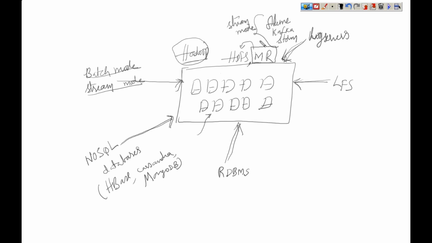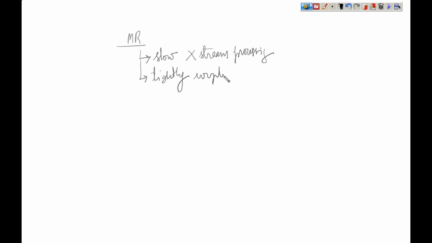Okay. Next, let me show you the problems with MapReduce. MapReduce is slow. Actually, it is slow. It is not recommended for stream processing, that is, live processing of data. And the second problem is that it is tightly coupled with HDFS. That is, the data must be in HDFS, then only MapReduce can process it. Okay, but these limitations we can overcome with Spark.